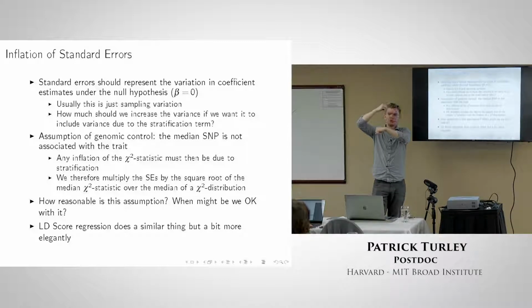And so I'm going to inflate my standard errors, and when you inflate the standard errors, you're decreasing the chi-squared statistic. You inflate them until the chi-squared statistic of the median SNP is exactly equal to the median of a chi-squared distribution. And so you're forcing the distribution to correspond to the assumption that you made.